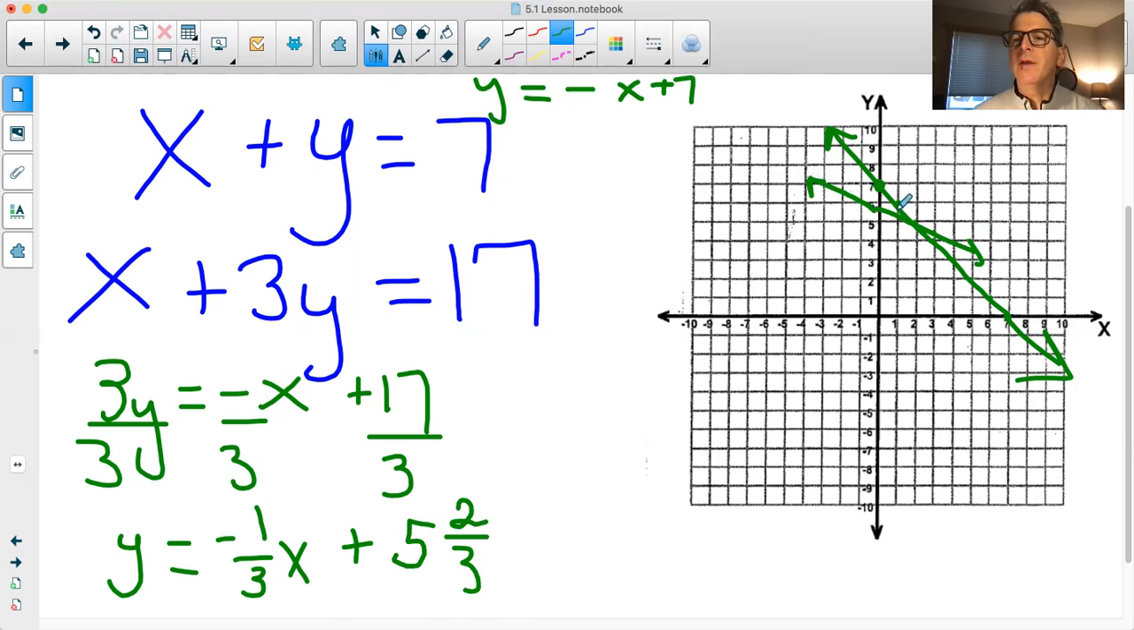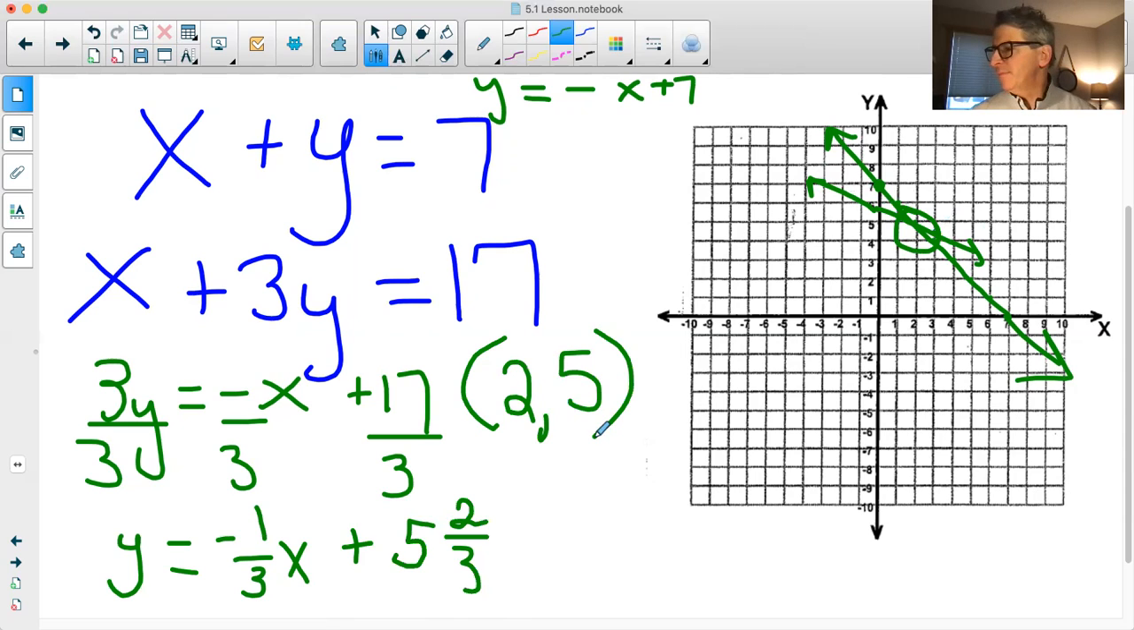Solving by graphing. And as you can see, the intersection of 2, 5 would be the solution to this example. 2, 5. And that would be number 7.